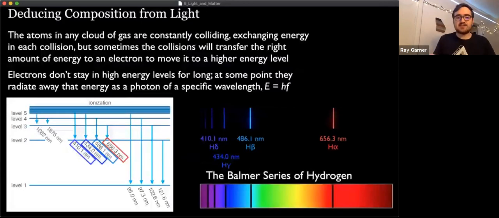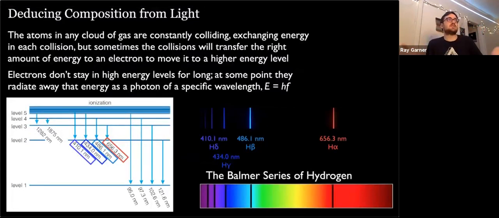All right, so how does breaking light up into its spectrum tell us anything about the thing that's emitting the light? We can deduce the composition of the thing from its light. The atoms in any cloud of gas are constantly colliding, exchanging energy in each collision. But sometimes the collisions will transfer just the right amount of energy. Remember Goldilocks, just the right amount of energy to an electron to move it to a higher energy level. But electrons don't stay at those higher energy levels for long. So at some point they radiate away that energy as a photon of a specific wavelength.